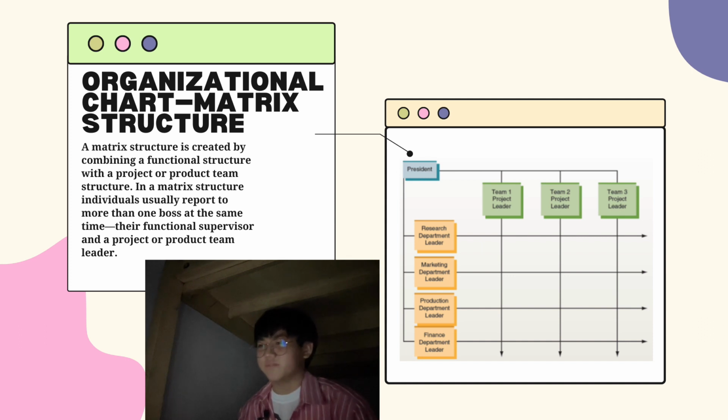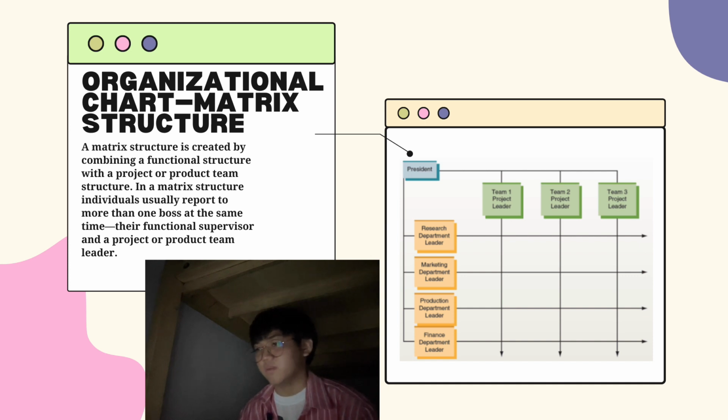Now for the organizational chart matrix structure. I realize someone who has worked in a matrix structure may appreciate the opportunity to collaborate with colleagues from different departments and work on diverse projects, but may also feel overwhelmed by the complexity of managing multiple reporting lines and conflicting priorities. The matrix structure is a type of organizational chart that combines the functional and project or product team structures.